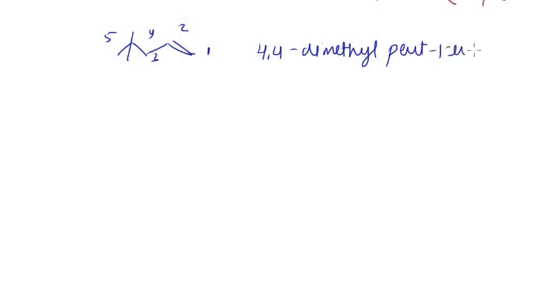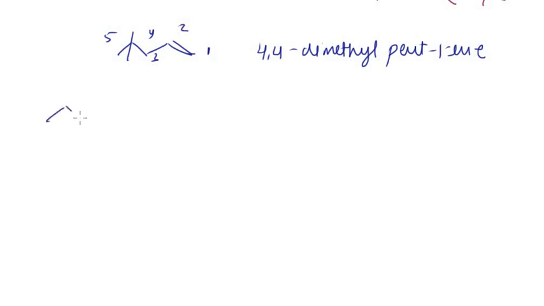Now moving further, if I write this one, and here we have a double bond. So we will be naming the substituent and double bond, triple bond. We always give the priority to double and triple bond. 1, 2, 3, 4, 5. So it will be 4,4-dimethylpent-1-ene.